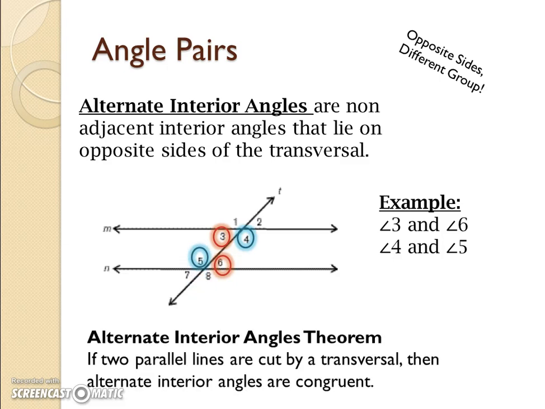Our theorem that goes with this: if parallel lines are cut by a transversal, then alternate interior angles are congruent. So alternate interiors are congruent.